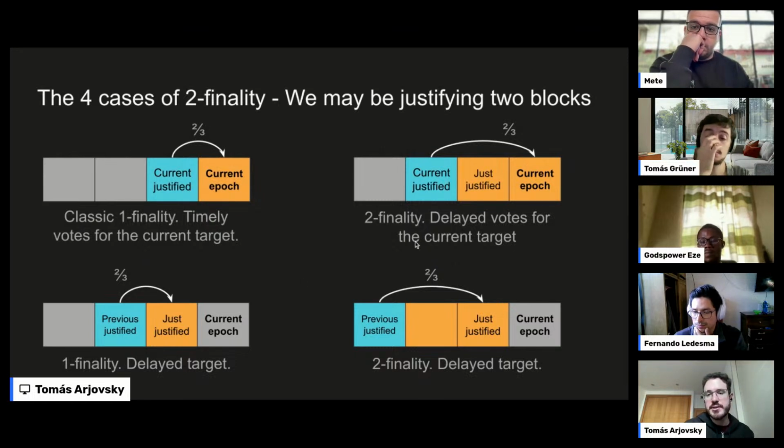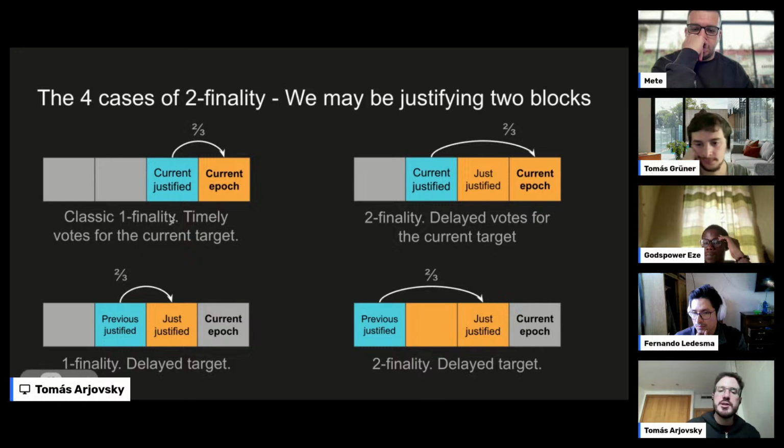Then there are 2 more cases, because if we are taking into account delays, then what could happen is that I justify this one. I don't care about this one, but I justified this one, which is the previous epoch. And it could be the case that when I was processing things before, I didn't justify it because I didn't have all of the votes, but now I do.